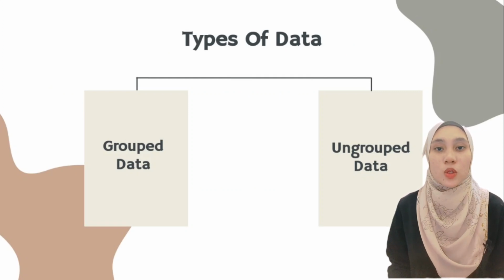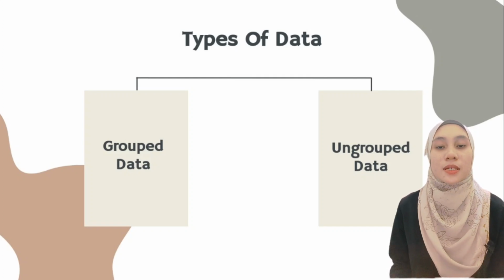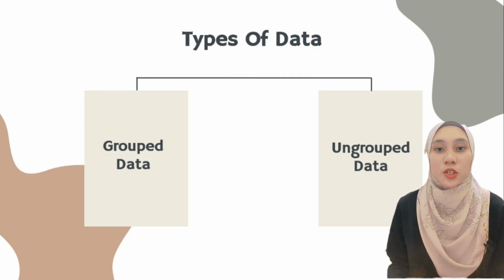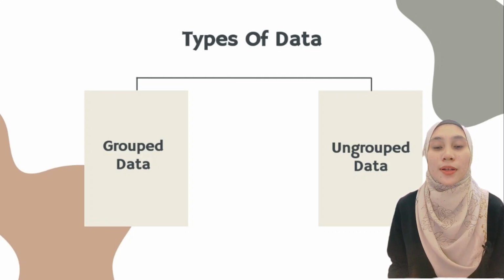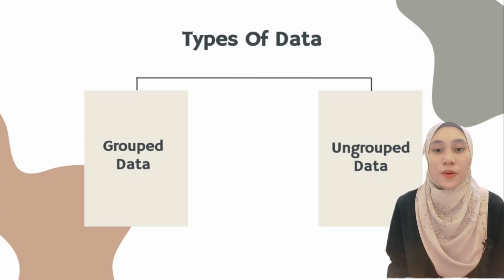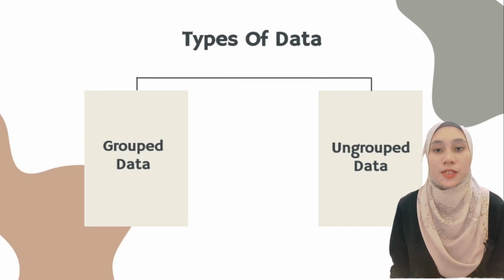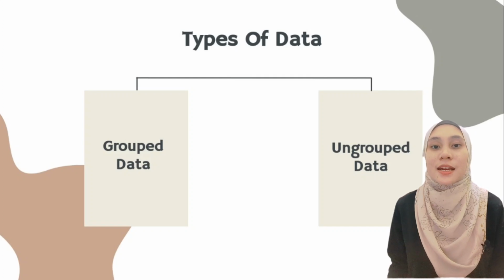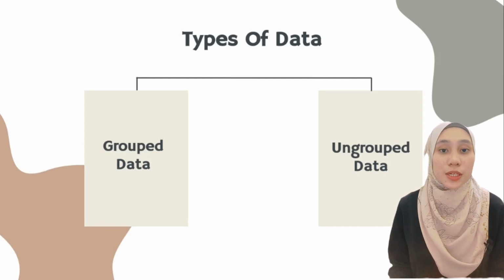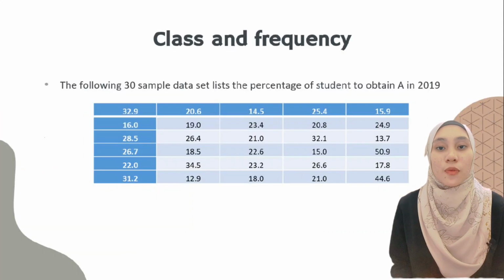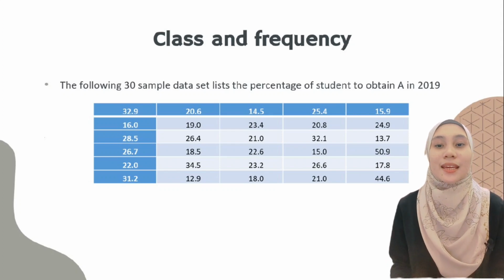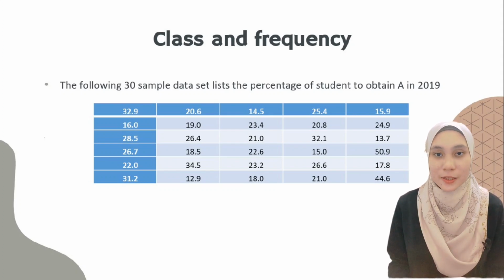For this assignment, we use grouped data because a frequency distribution is produced whenever observations are put into classes of more than one value. In a frequency distribution, the frequency of a class is the number of data entries in the class. The following sample data set lists the percentage of students who obtain A in 2019.